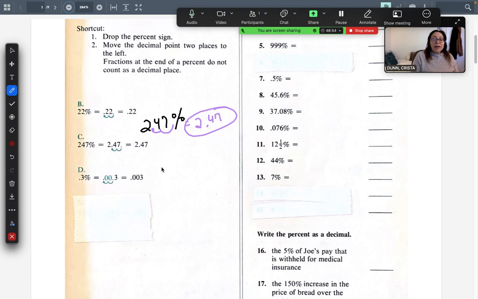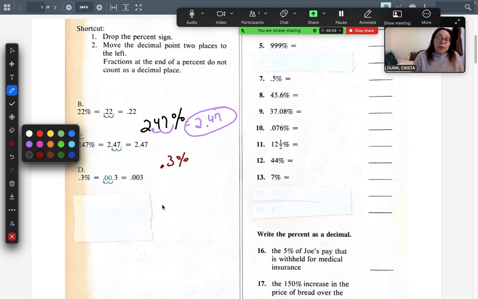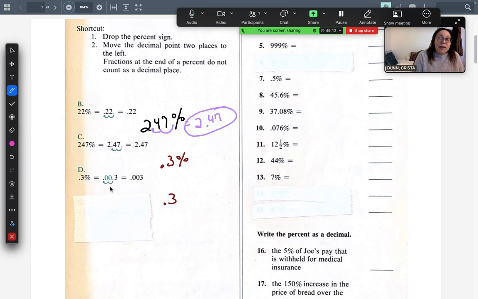And here, I've got 0.3%. Yes, I know this is a decimal, but it's a percent. It's percent first and foremost. Why? Because it has the circle / circle. And so I'm going to go ahead and take that 0.3 and move that decimal point over 2 places smaller.